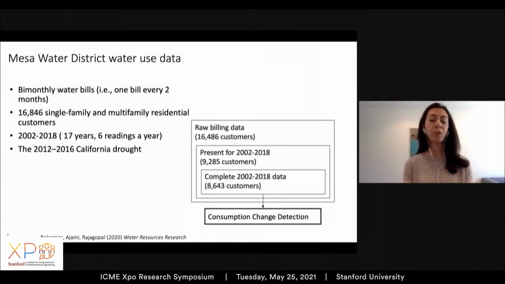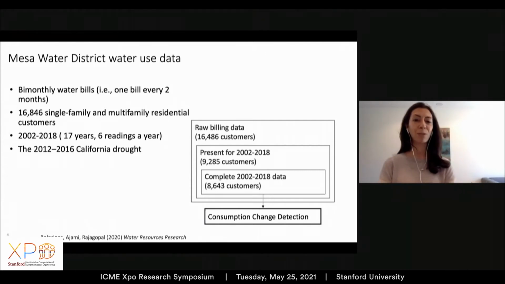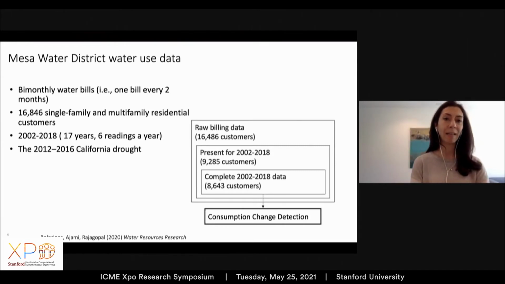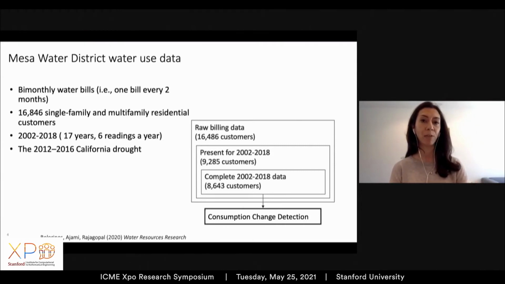We wanted to focus on the customers that have been in their household between 2002 and 2018 for the entirety of the time. So that brought down the number of customers for us to about 9,000. And then only 8,600 of these people had complete data sets. So while these numbers may sound small, this is about 900,000 data points that we had to work with.